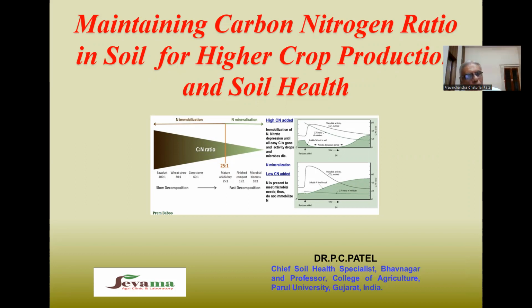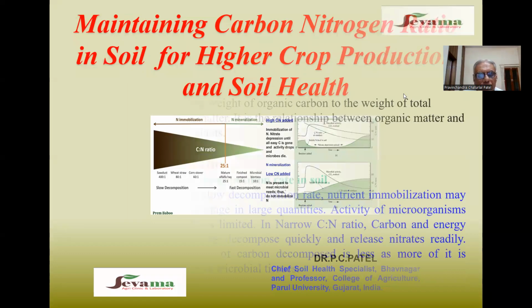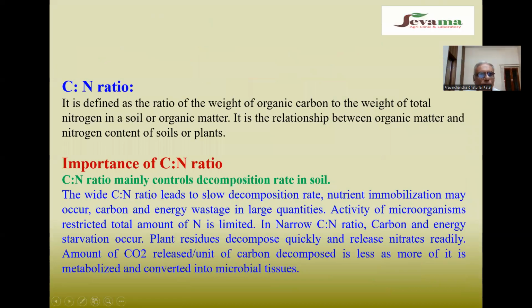So today the topic of YouTube is maintaining carbon-nitrogen ratio in soil for higher crop production and soil health. CN ratio is defined as the ratio of the weight of organic carbon to the weight of total nitrogen in a soil or organic matter. It is the relationship between organic matter and nitrogen content of soil or plants.